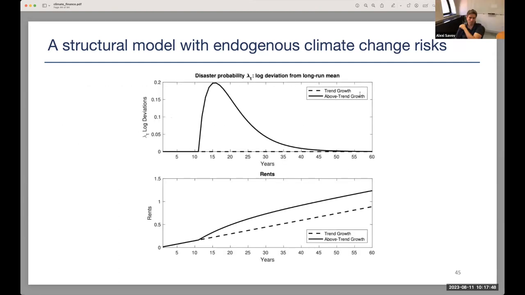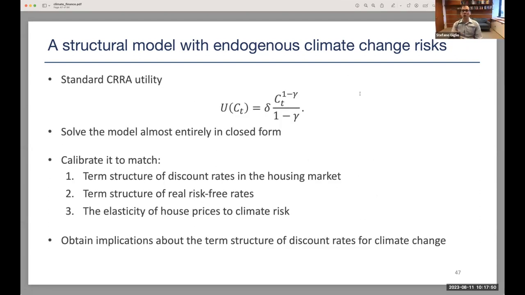That's what the climate dynamics part tells. We have scenario utility. As I said, in our model, housing is less risky in the long term, not because people don't care about long-term risk, but because of this kind of resiliency due to adaptation. Then we calibrate to the term structure of these countries and housing market, the term structure of risk, the real risk-free asset, and some version of the elasticity of house price to climate risk, which is a climate beta, which is much harder to measure. Then we obtain implications about the term structure of these countries for climate mitigation. I'm not going to go through the entire calibration process. You should read the paper and write me if you have questions. But I hope you get the picture.